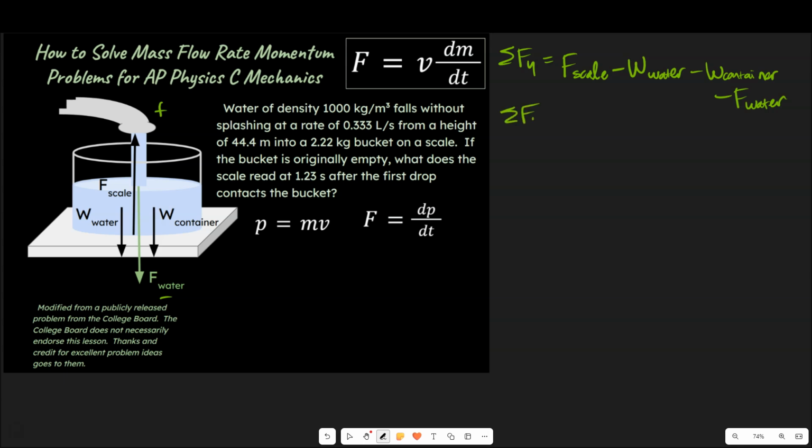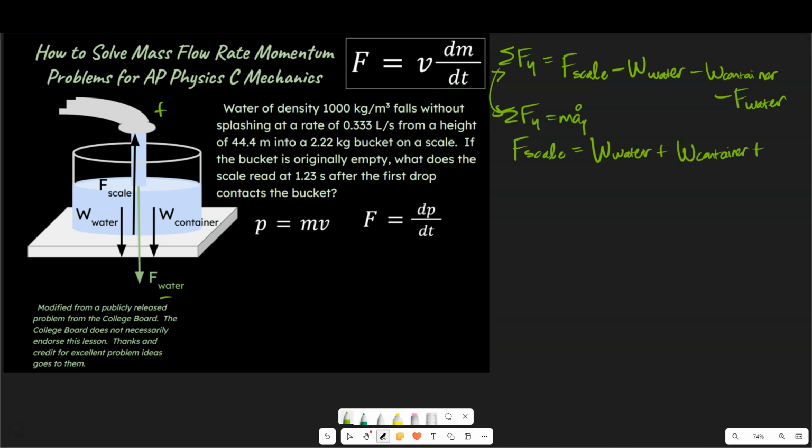And we could say the sum of the forces in the y is equal to mass times acceleration in the y. We can think of this as the scale, for instance. The scale is not moving. Since it's not moving, its acceleration in the y is 0. That means we can set these things equal to each other, and effectively we have shown that the force on the scale is going to have to overcome these three other factors. It has to overcome the weight of the water, the weight of the container, and the force from the water falling. The water is falling, and then it interacts with the other water, and that's putting a force on the scale itself. So that scale has to overcome all three of those things.